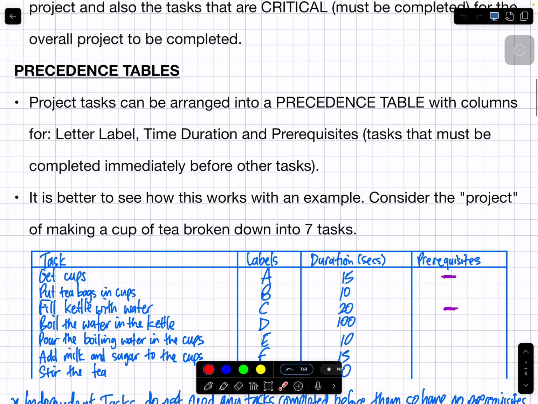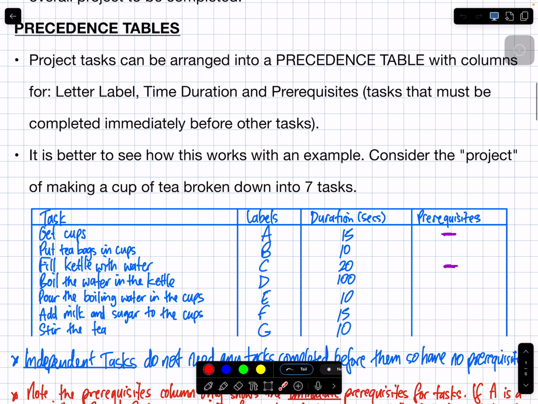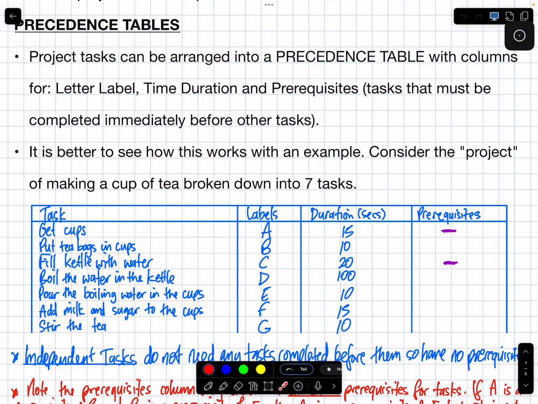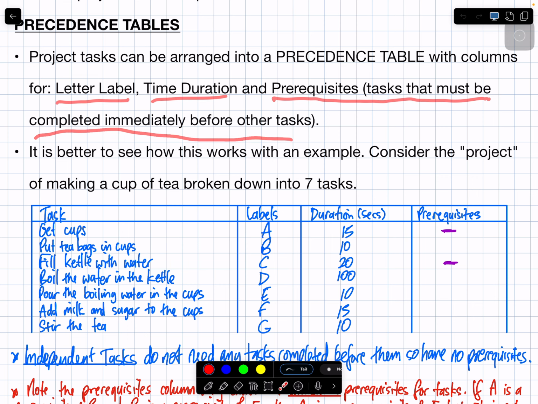So the first thing I want to introduce you to is the idea of something called a precedence table. Project tasks can be arranged into a precedence table with columns. The columns give you the letter label, the time duration, and any prerequisites: tasks that must be completed immediately before other tasks. It's better to see how this works with an example.